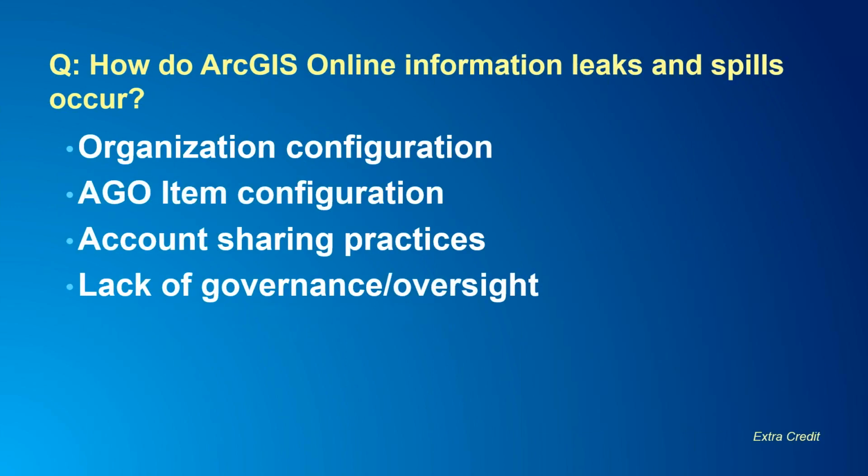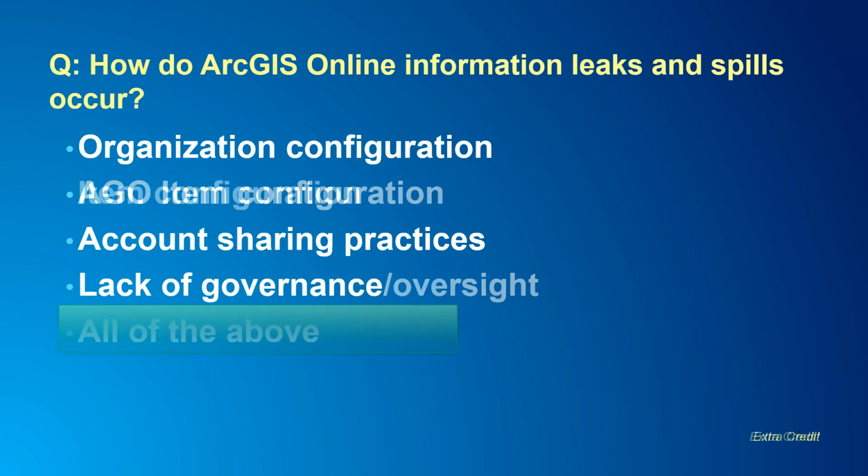So with that in mind, let's jump into a little bit of extra credit. How do you think ArcGIS Online organization leaks and spills tend to occur? It could potentially be related to the configuration of the organization itself, like the security and sharing options that we have in the Home app and in the My Organization tab. Is it related to the individual item configuration for items and services that you share to ArcGIS Online?